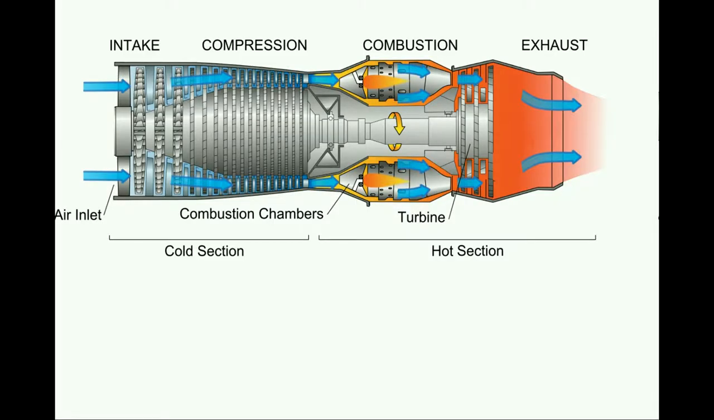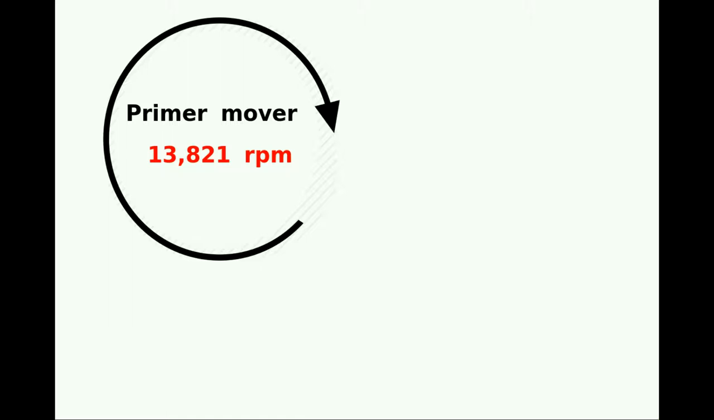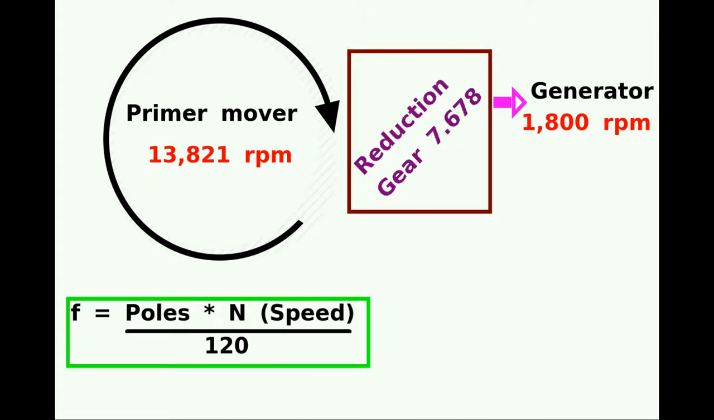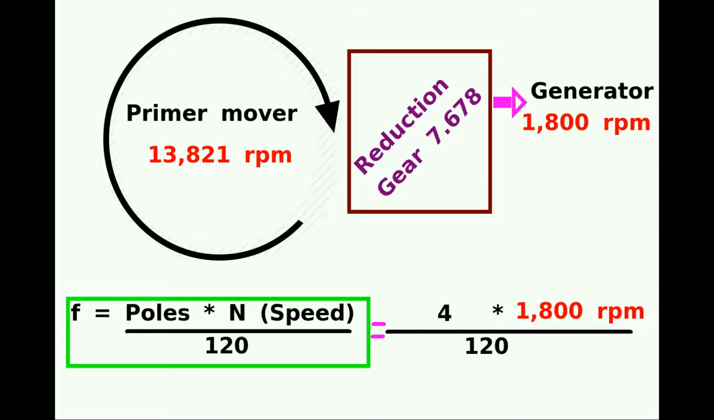As you already know, generators are moved by prime movers. In my case, it is a gas turbine engine that moves at 13,821 RPMs, and it goes through the reduction gear, and that moves the generator at 1800 RPMs. If you remember the formula for frequency as shown, now we know that the speed of the generator is 1800 and it's a 4-pole generator, so therefore the frequency is 60 Hz.